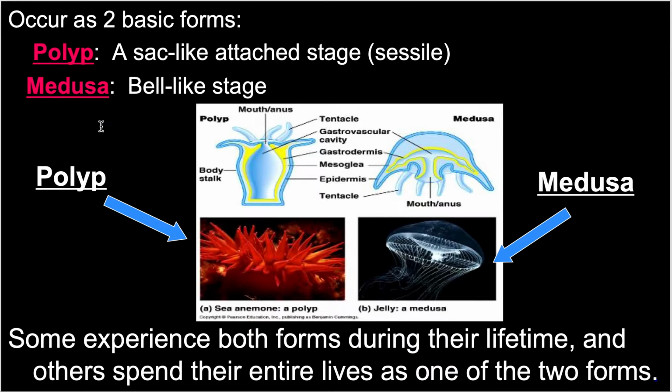And there are 2 basic forms of Cnidaria. There's the polyp form, which is a sac-like animal that's attached to something and is sessile. And then there's the medusa, which is bell-like in shape. So polyps are like the sea anemones, stuck to the ground, and medusas are like the jellyfish that float around. Some of the animals will experience both forms during their lifetime, and others will spend their entire lives as one form or the other.